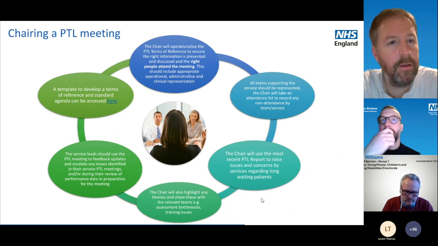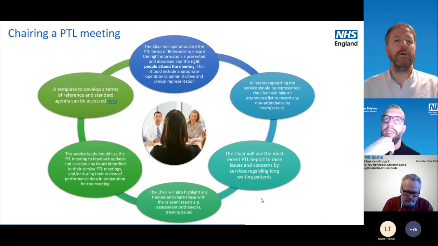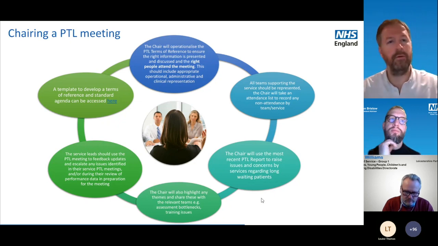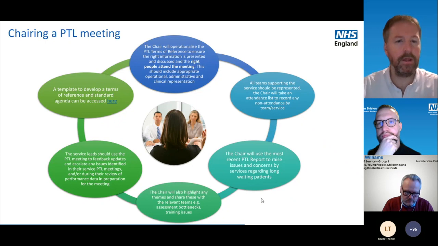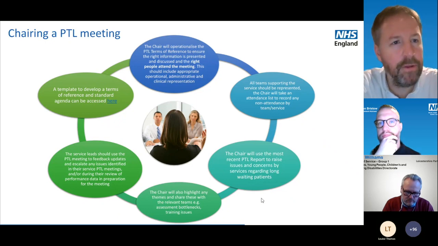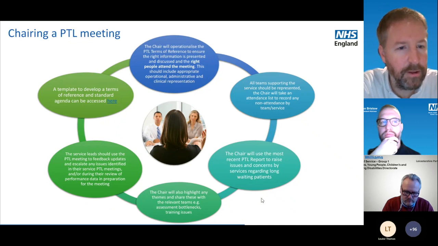And then as part of the role of the chair, it's about synthesizing the messages that you're getting from different bits of your organization or from your team into some of those key messages and key themes that might then need to be escalated up to the next level of the process.